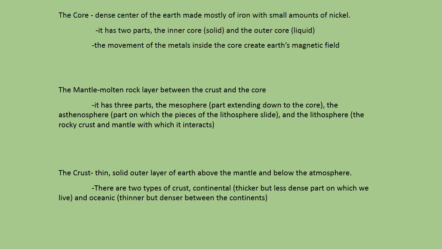The mantle, which lies between the crust and the core, is primarily molten rock, less dense than the core. This layer has three main layers of its own based on their temperature and density: the mesosphere, which extends down to the core surface; the asthenosphere, which is the fluid layer on which the solid surface of the Earth floats, and the lithosphere, which is the solid rocky layer of the Earth, including the crust, and the mantle layers with which the crust interacts.